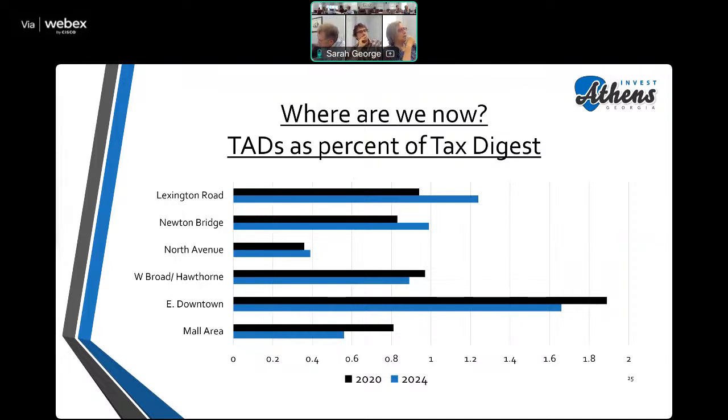And Lexington and Newton Bridge are places where there is significant new investment and development. But I think this is really more of an indicator. So our whole tax digest as a whole has grown significantly.